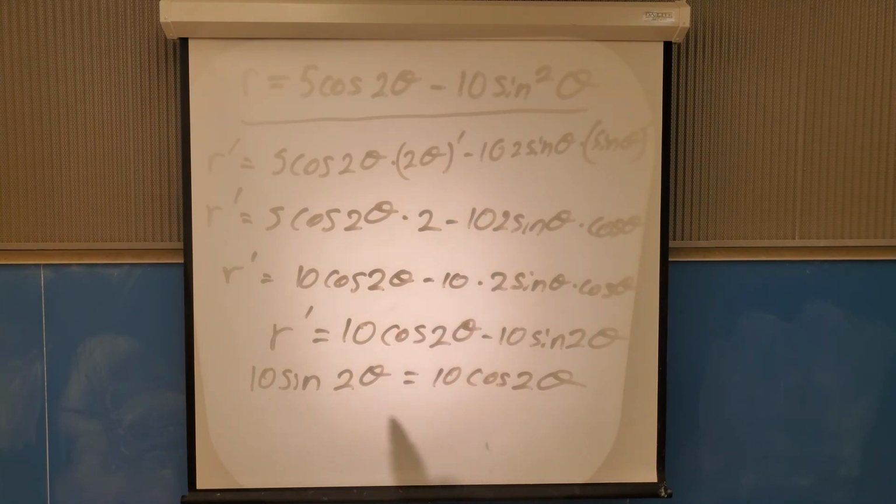And we divide by 10. And then we divide by either sine of 2 theta or cosine of 2 theta. And in this case, we will be choosing cosine of 2 theta, which will simplify to 1 is equal to tangent of 2 theta.